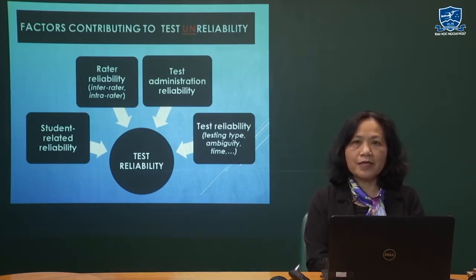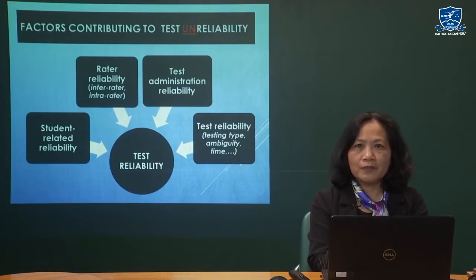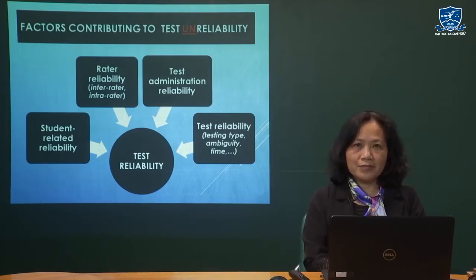And the last factor, the test itself. The testing type, like direct or indirect, some items are ambiguous, or instructions are not clear, or the timing, maybe the time is too long and makes the students tired. For timed reading, for example, some students are not good at doing things under pressure, so they cannot get good results. But the results of that test do not truly reflect their ability to read. So these are the four main factors that may interfere with test reliability, that may make the test unreliable.